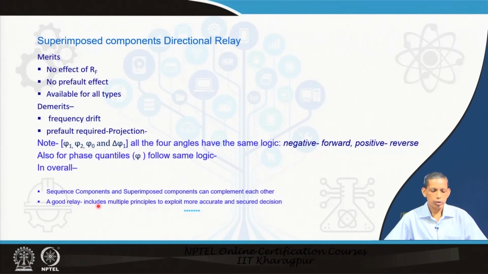A good relay includes multiple principles to exploit more accurate and secure decisions, and that is what the modern relays are using today to obtain the proper direction of fault at numerous challenging conditions also.